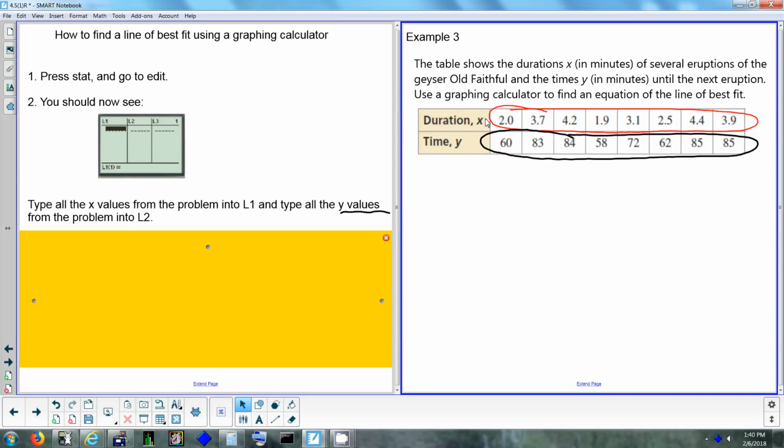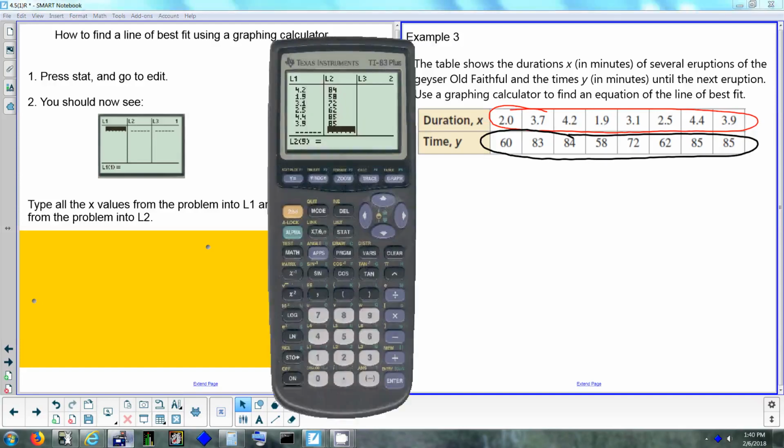Noah? I accidentally put 1 for 3. You put 1 in for 3? Yeah. All right, we can just delete it. I pressed clear and it's not working. No, it won't. You have to press delete. Yep, there you go. All right. Does everybody have that in L1 and L2?